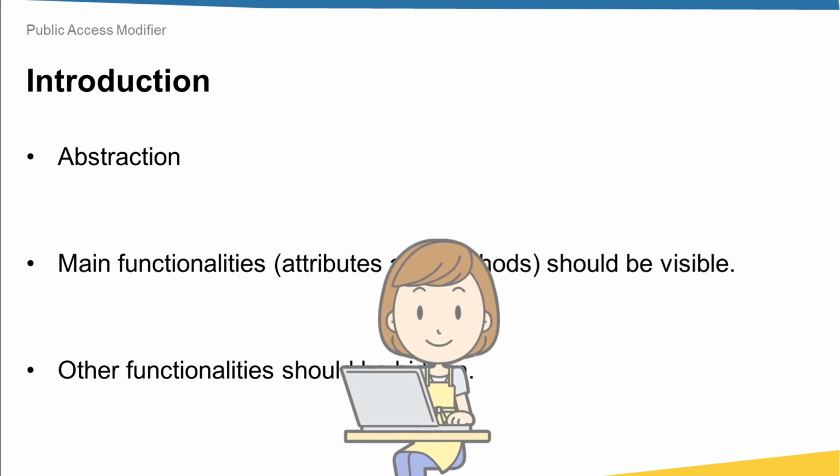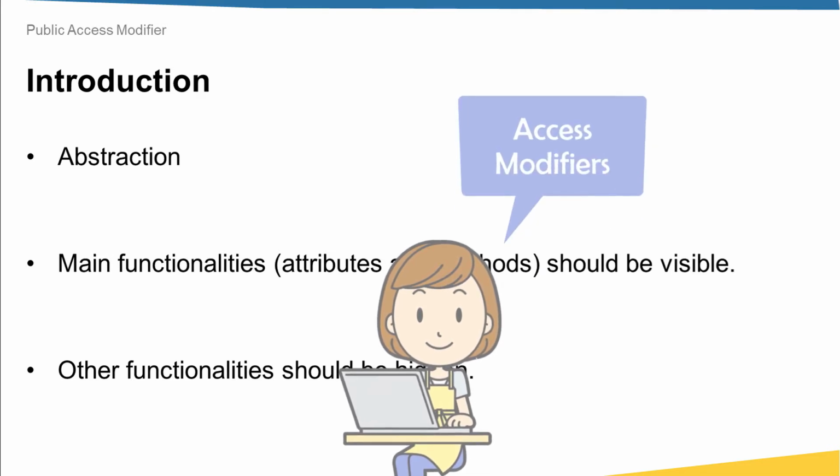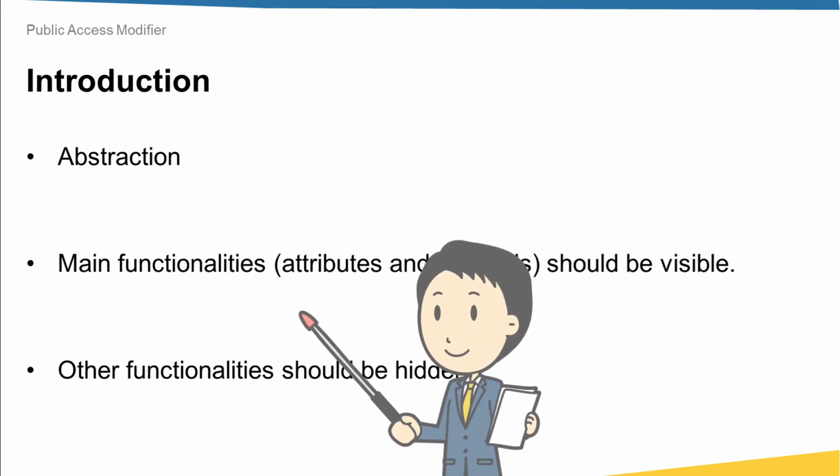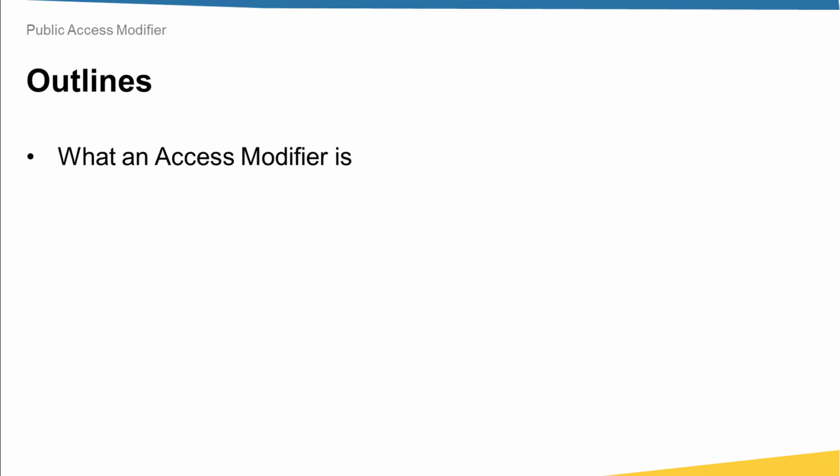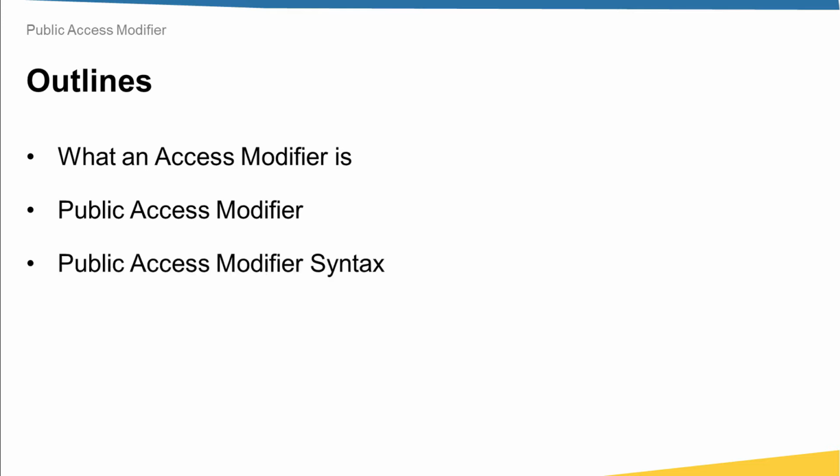So, in order to control this access, we need access modifiers, and this is what we are going to learn about in this lecture and in the following two lectures. So let's get started. In this lecture, first of all, I'll define what an access modifier is. Then we will talk about the first type of these access modifiers, which is the public access modifier. We will see the syntax of this access modifier. And at the end, I'll end this lecture with a quick summary.